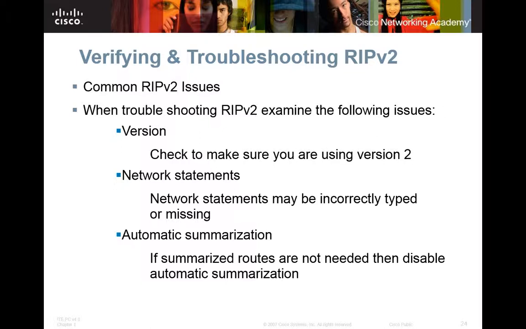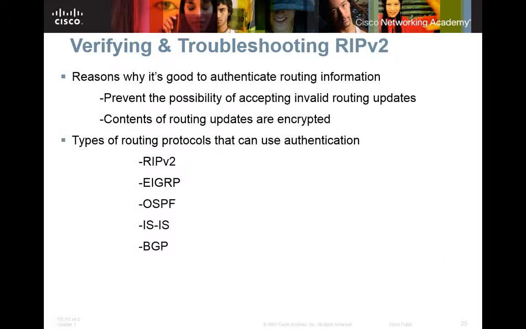Okay, when you're troubleshooting RIP version 2, you're going to say version 2, right? Network statements. Make sure that you type in network correctly, unlike what they showed you in the previous chapter. Automatic summarization, so you can turn it on so it will summarize to everyone. And you can authenticate the routing information. It's really good to do that to make sure that the information is correct. And then IS-IS, OSPF, EIGRP, BGP, and RIP version 2 are the only ones that you can do that on.